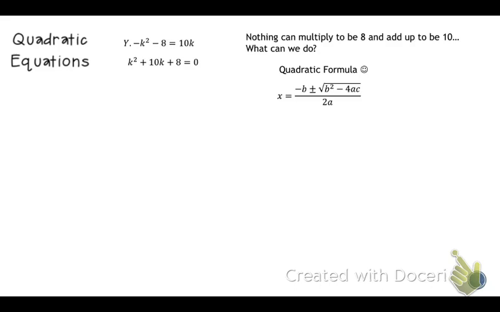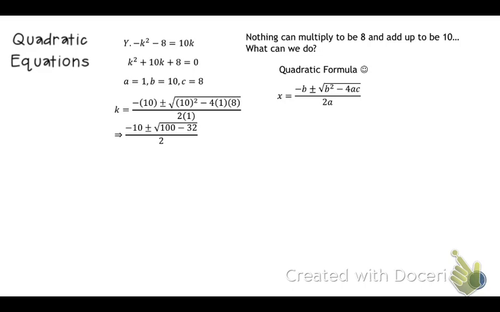Okay, so we're going to plug it in. So I know a equals 1, b equals 10, c equals 8. So that's going to be negative 10 plus or minus the square root of 10 squared minus 4 times 1 times 8 all over 2 times 1. That's going to be negative 10 plus or minus 10 squared is 100. 4 times 1 times 8 is 32 all over 2.